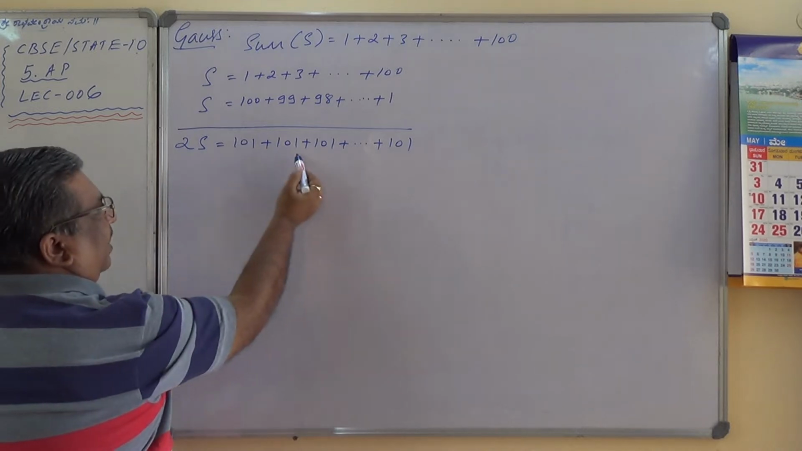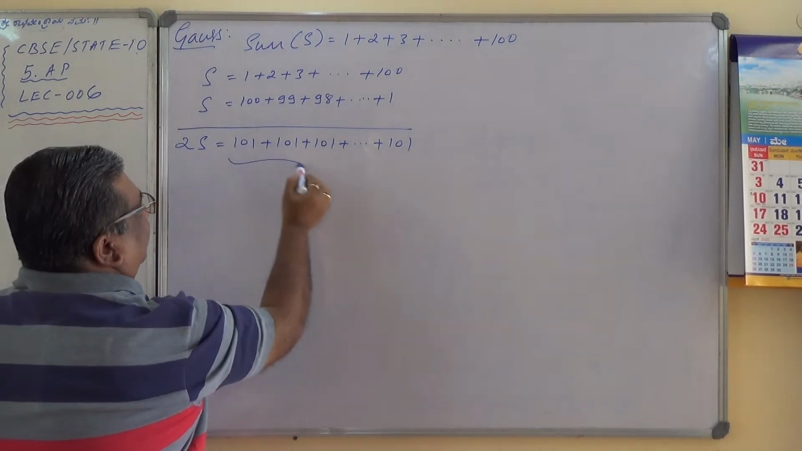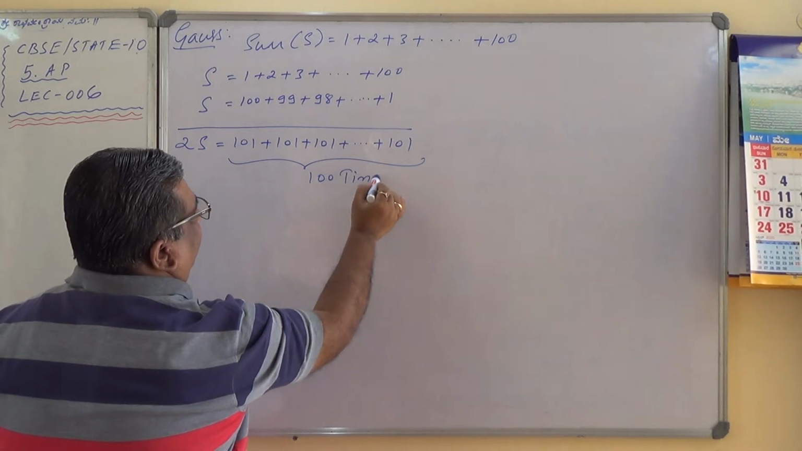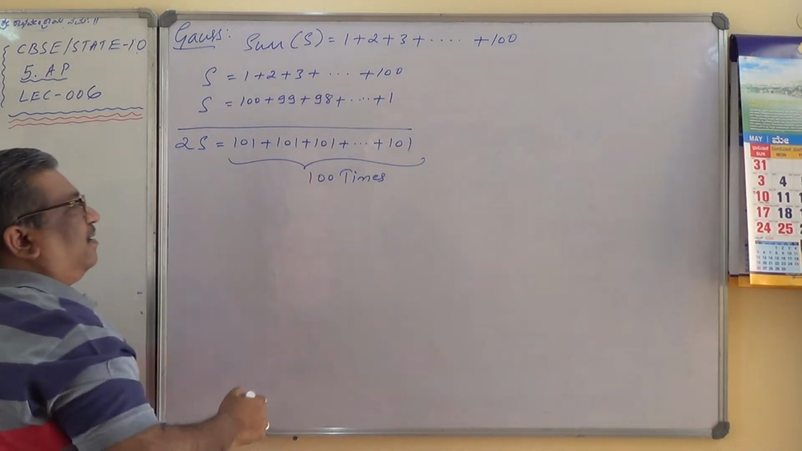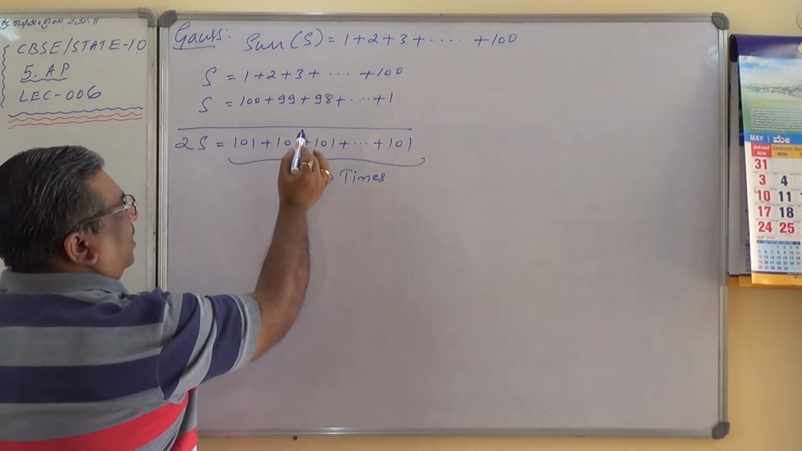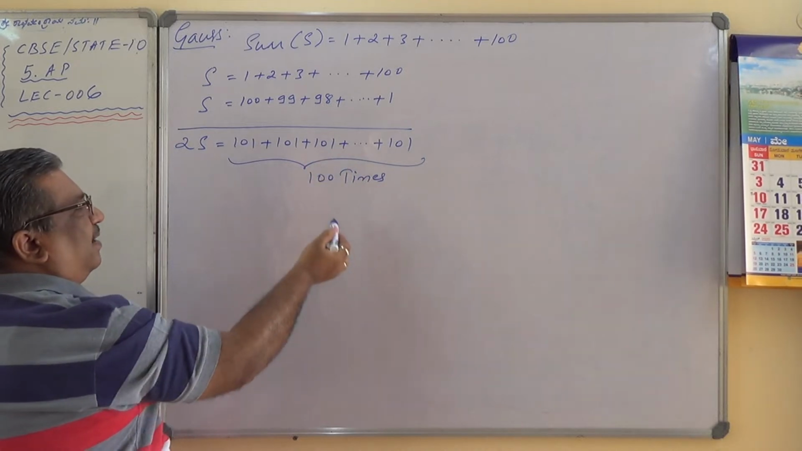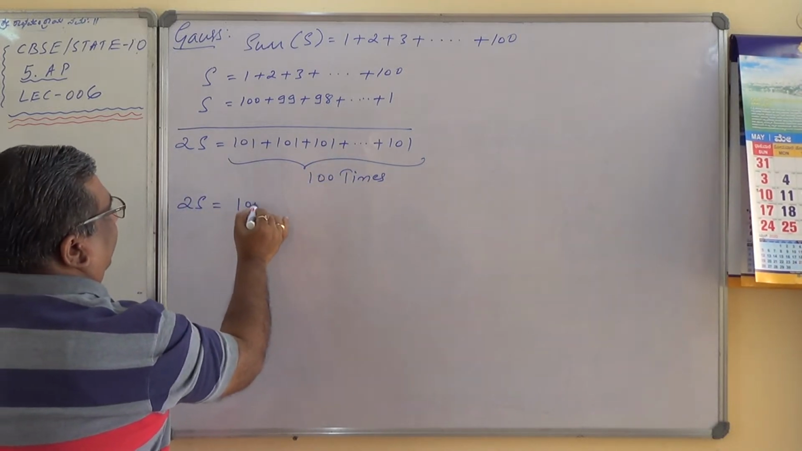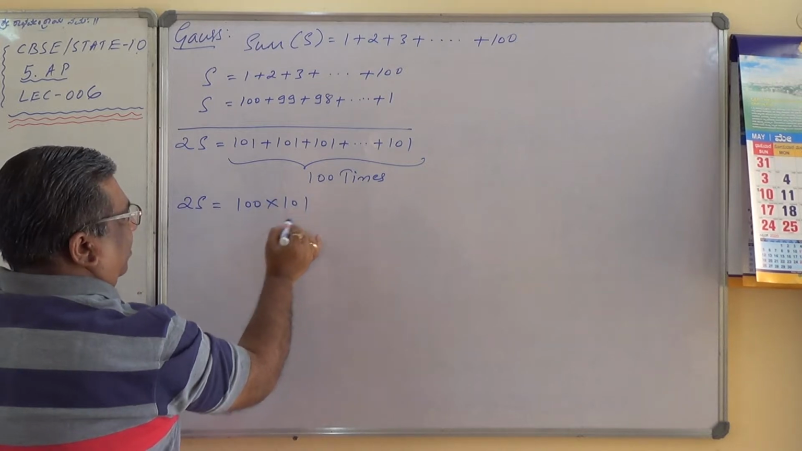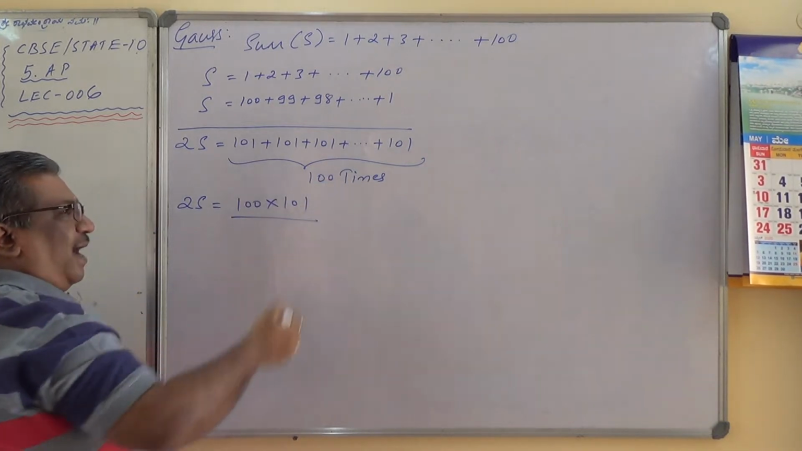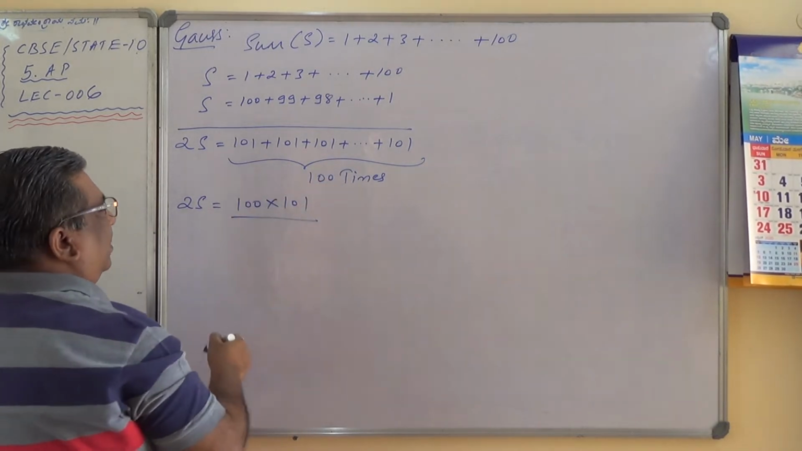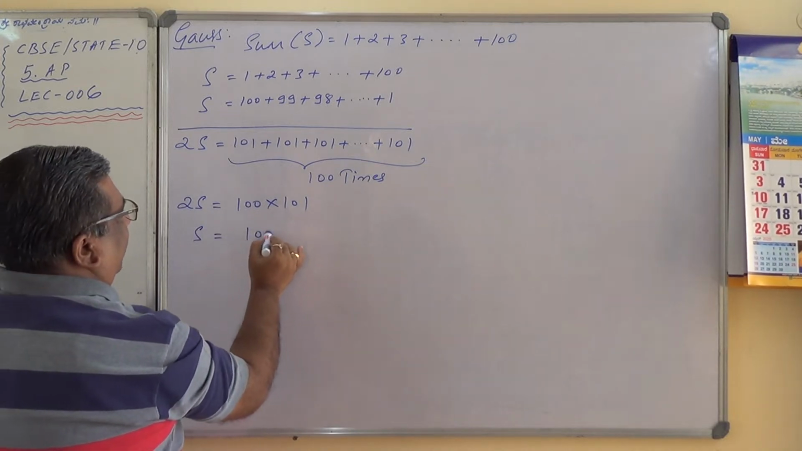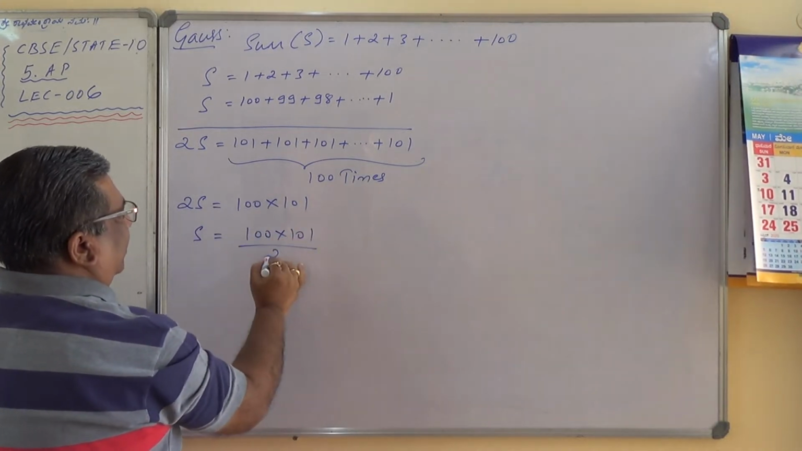So everywhere you are finding 101. How many times this 101? 100 times. Because there are 100 terms here, and therefore 101, 101, 101, how many times we need to add this? 100 times. And therefore 2S equals 100 times 101. Correct now? 100 times we have to add, isn't it? That means 100 into 101, isn't it? So this S is equal to finally 100 into 101 divided by 2.